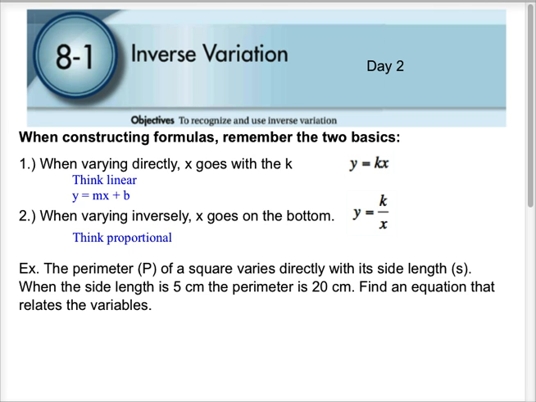So when we're constructing formulas, remember the two basics. When they vary directly, x goes with the k. They multiply each other like this. So again, think linear when you're talking about direct variation. When varying inversely, x goes on the bottom, all right, like this. Again, thinking proportionately, thinking ratio. So that's one of the big ideas here. Direct, x goes on top with the x. Inverse, x goes on the bottom, away from the constant.